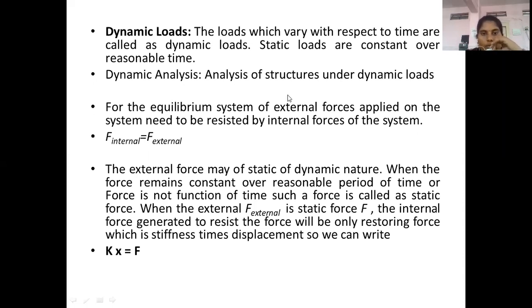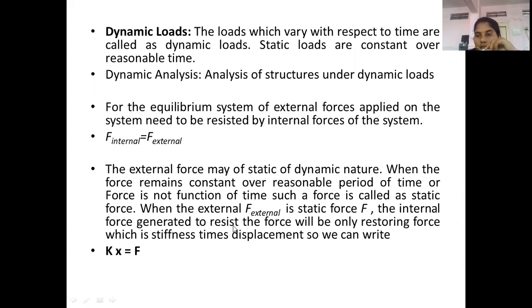In the last lecture, we have seen the points related to dynamic loads, whatever loads come on the system. What is a dynamic load, what is a static load, and what is the difference between these two types of load? That part we have covered.